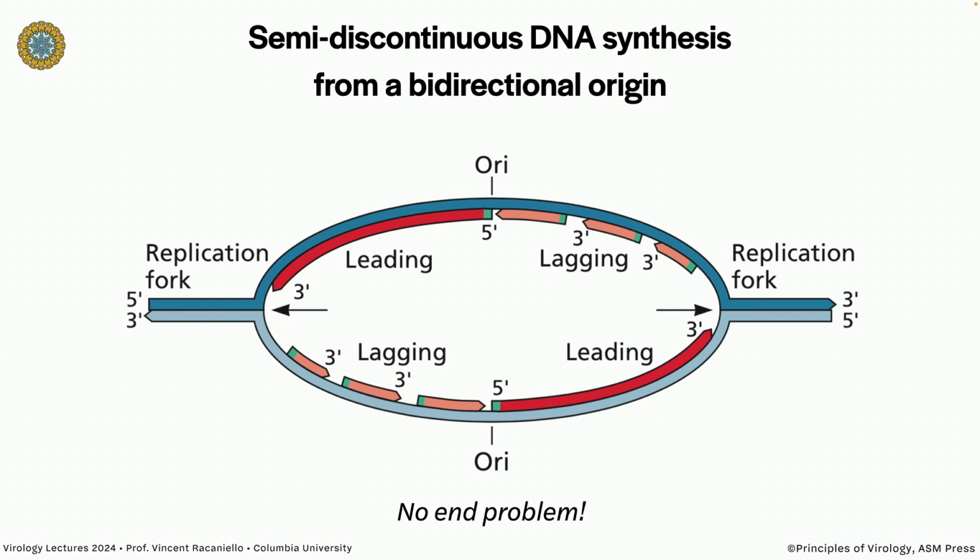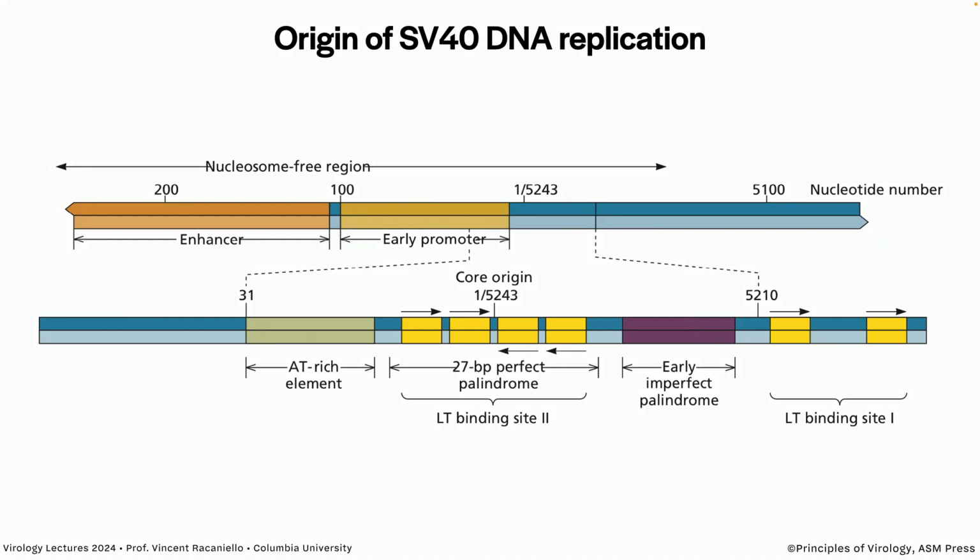So, semi-discontinuous DNA synthesis because there's a leading and lagging strand. The leading is continuous, the lagging is discontinuous, and it's a bidirectional origin. No end problem. This is what the origin of SV40 looks like, just to give you an idea. So the origin is right there at base 1, which is right next to base 5,243 in the genome. So that is where DNA synthesis begins.